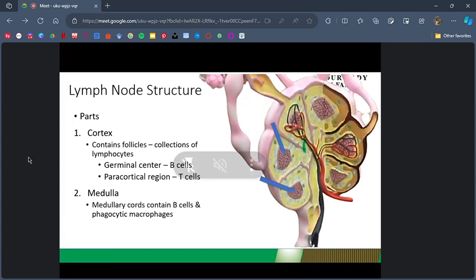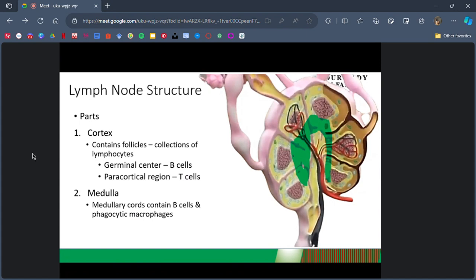into the capsule, known as the follicles. If the follicle has a central lightly colored area, that area is called the germinal center, which contains mainly B lymphocytes. The inner cortex is now termed as the paracortical region that contains mainly T lymphocytes.